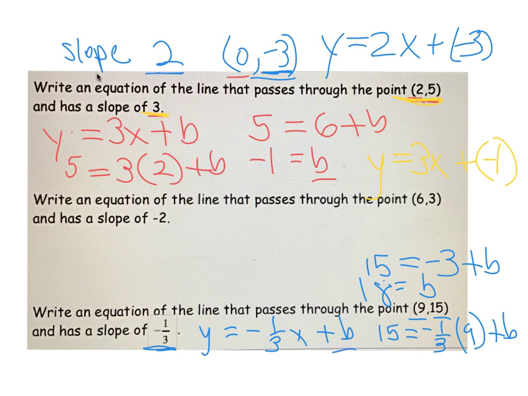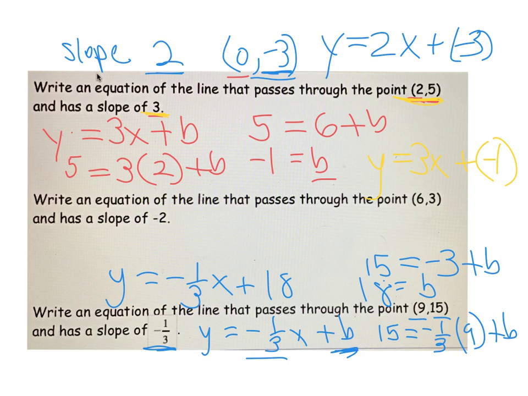Now I can fill in the b part of my equation. I've got my slope already. So my new line equation is going to be y is equal to negative 1/3 x plus 18. And that's how you do this.